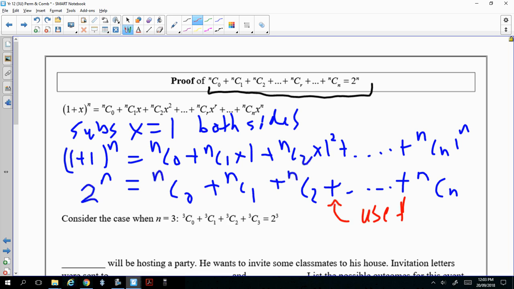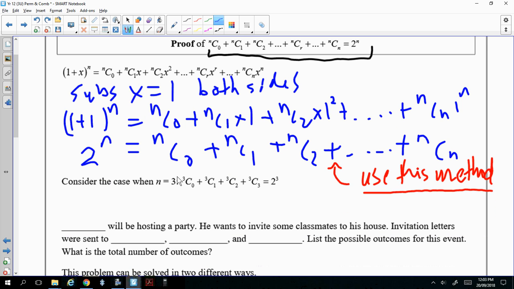There is another method, but you should use this method only, okay? That will make sure you get the full marks. And then we're going to consider the case where n equals 3 again. We're going to prove this formula in a different way.